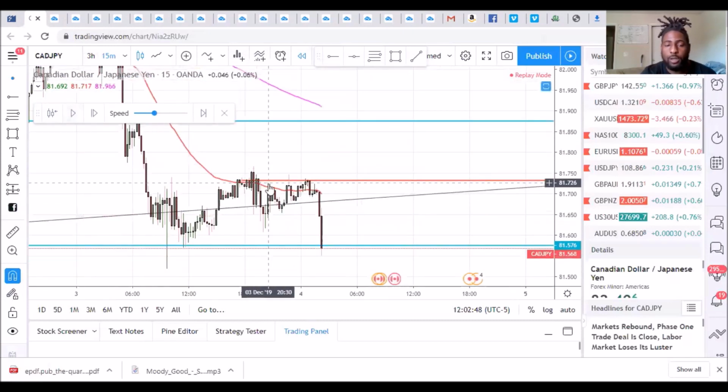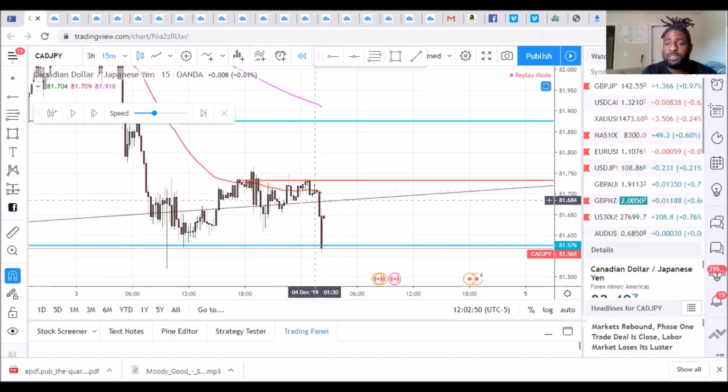Boom, this is the move that I was talking about. This is that type of bearish engulfing move that could fake people out. You know what I'm saying?